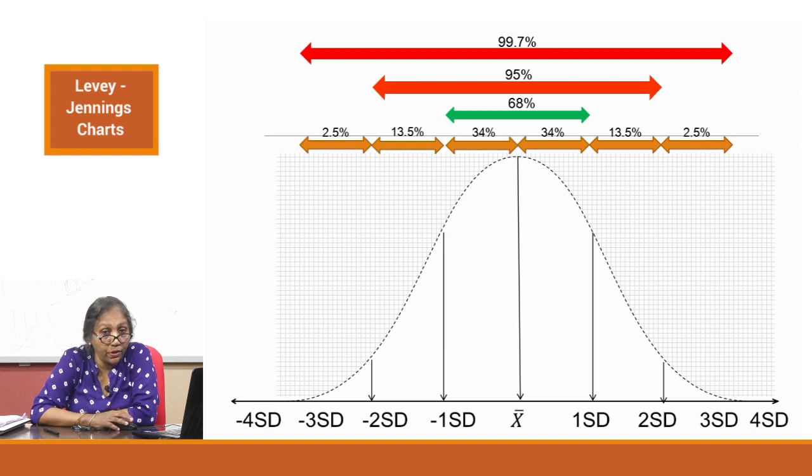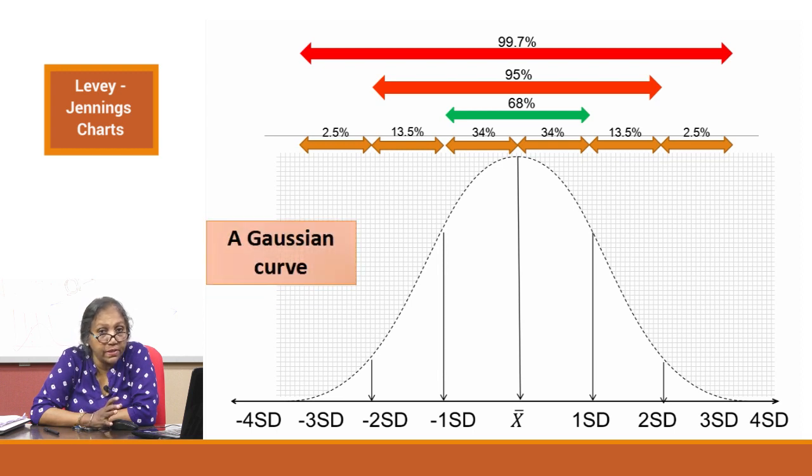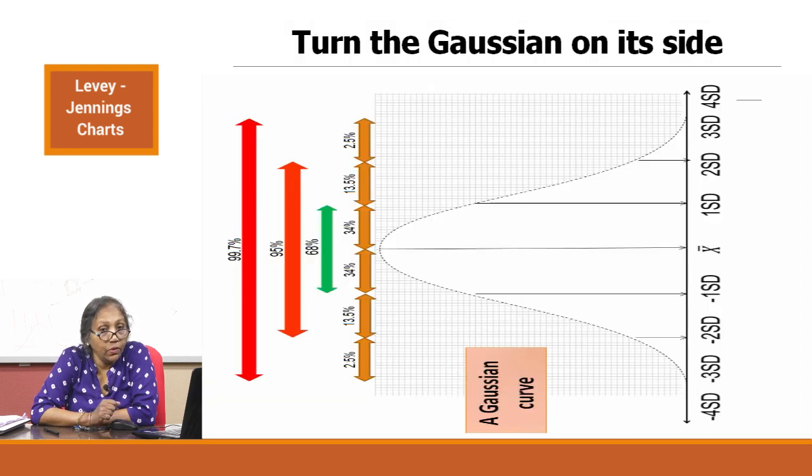Anything going beyond these points, or any shift in the percentages, means there is a shift. If the 68% should be confined in this region, and assume that it is going towards the right or the left, that means there is a shift in the mean. So these are the things that we learned yesterday, and let's see how we can use them in our laboratories. What have we done here? You just look at this.